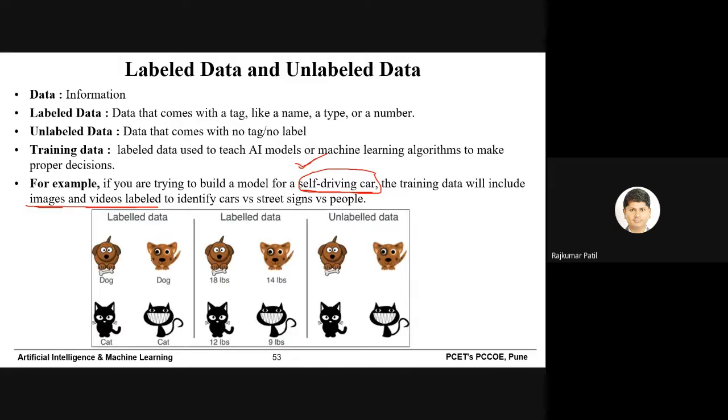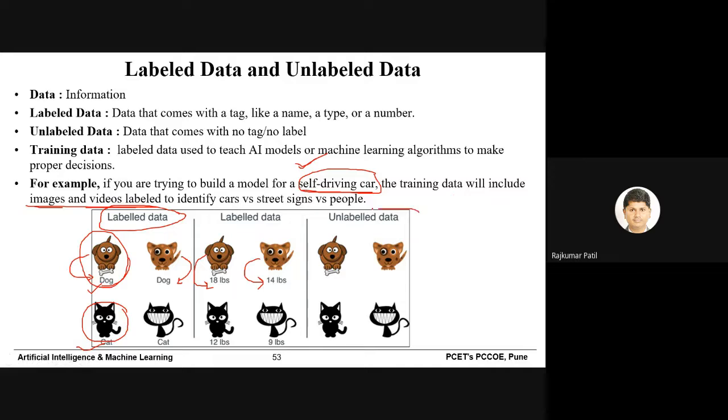Now, in simple words, when we say labeled data, each and every object is assigned certain names or numbers or some kind of indicators. So it is called labeled data. For example, if this picture appears, then it is called a dog. If the second picture appears on your screen, then it is called a cat.